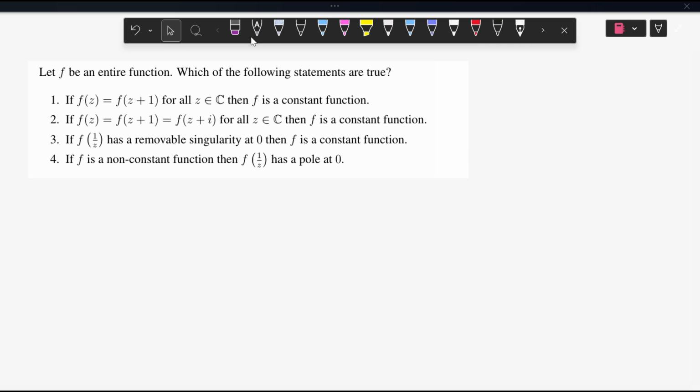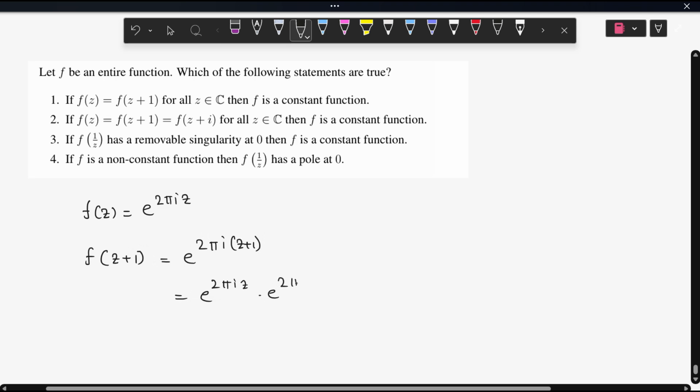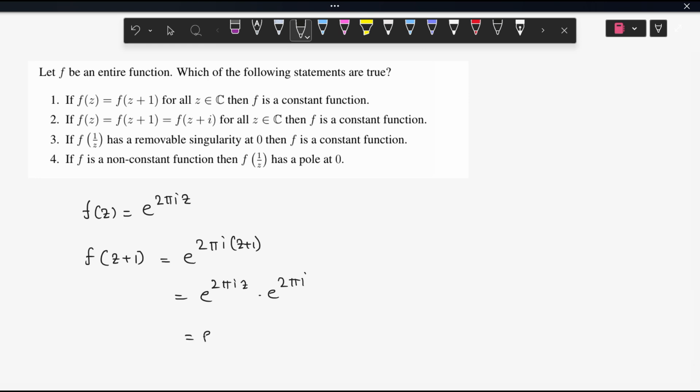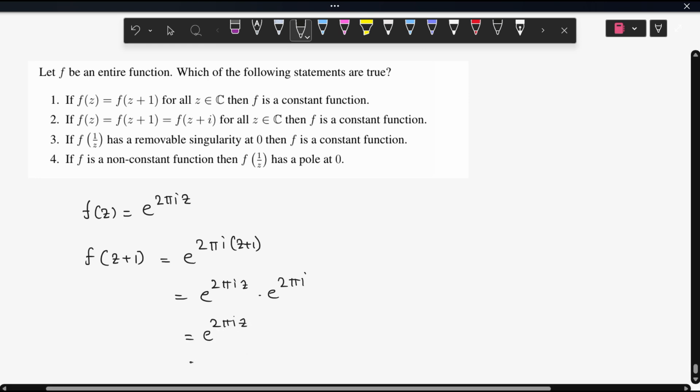Now given that f is an entire function, first let's check option 1. Option 1 is saying that f(z) equals f(z+1). So what I am doing, I'm considering the function f(z) equals e to the power 2 pi i z. Now for the function e to the power 2 pi i z, if I calculate f(z+1), this is equal to e to the power 2 pi i (z+1). So that gives you e to the power 2 pi i z times e to the power 2 pi i. Now e to the power 2 pi i is 1, that gives you e to the power 2 pi i z, which is equal to f(z).